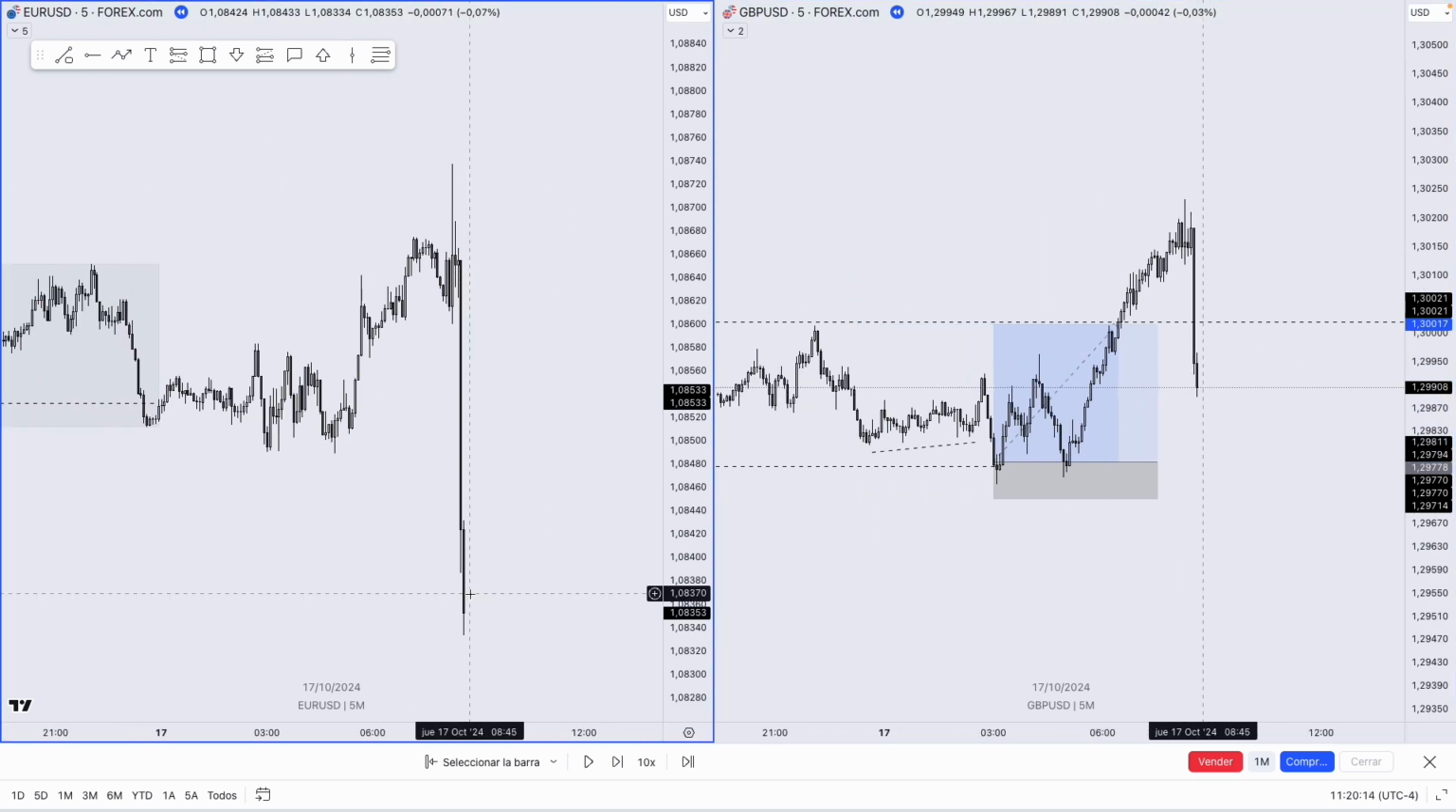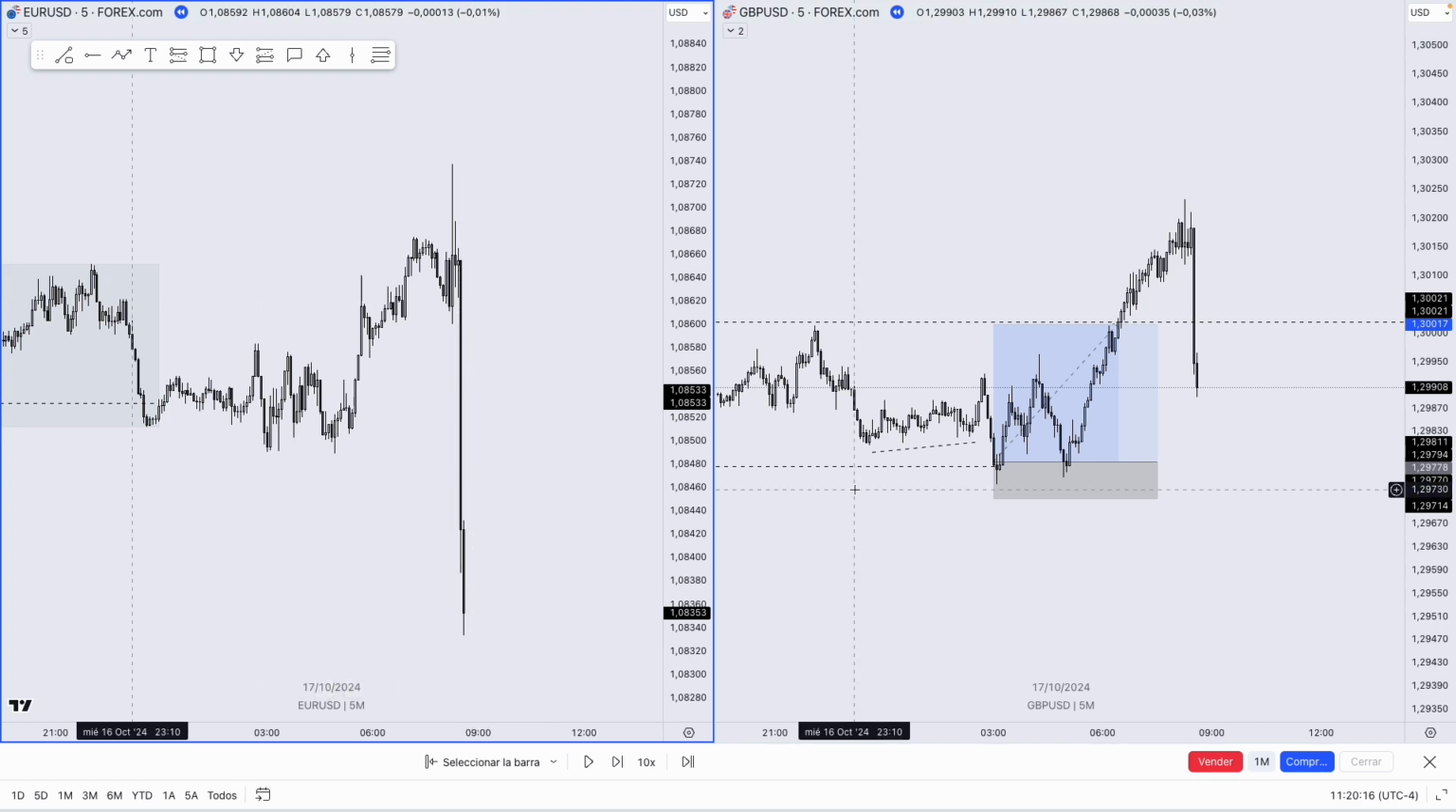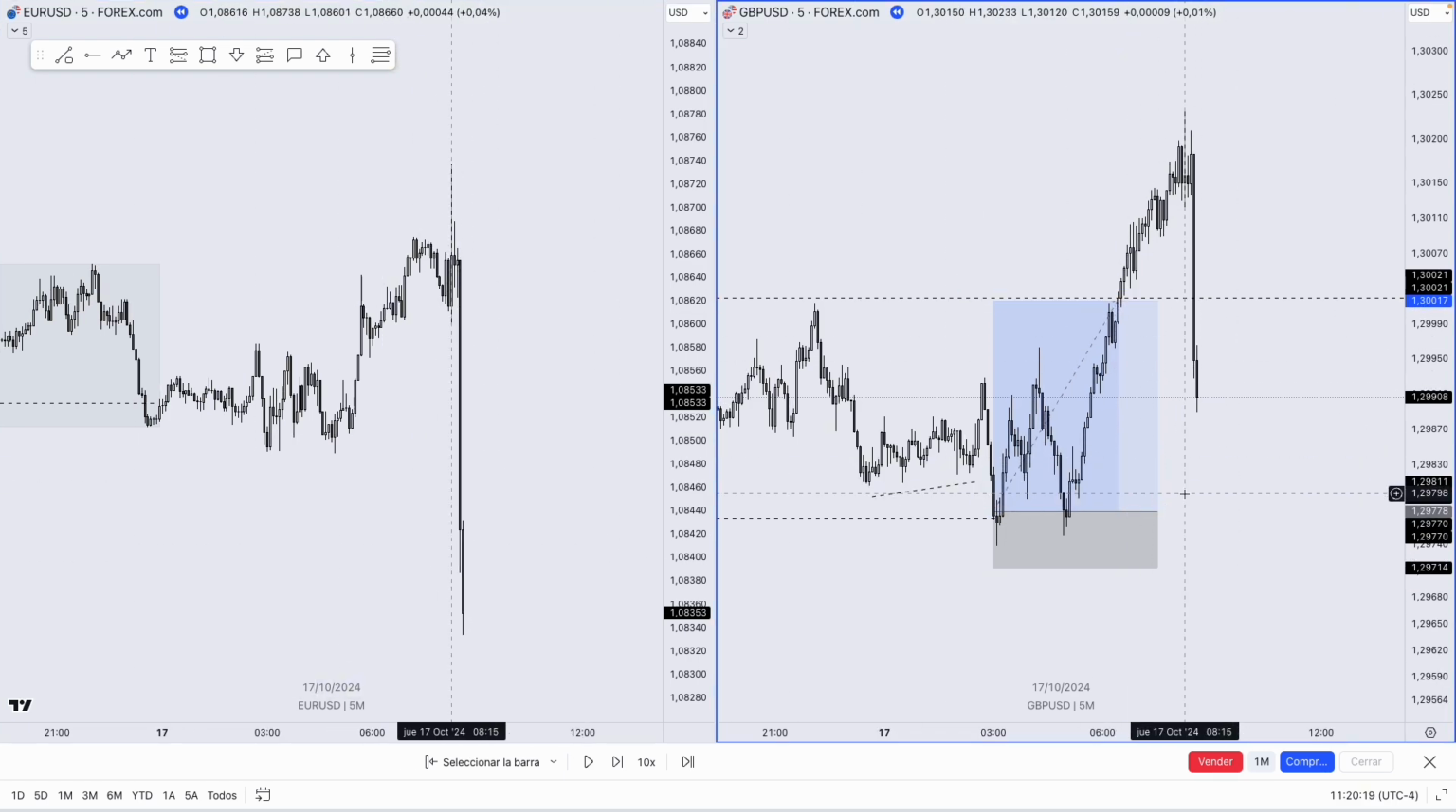And you see in Euro how it ended up being a bearish day. But in GU, that was my main trade idea. It played out well.